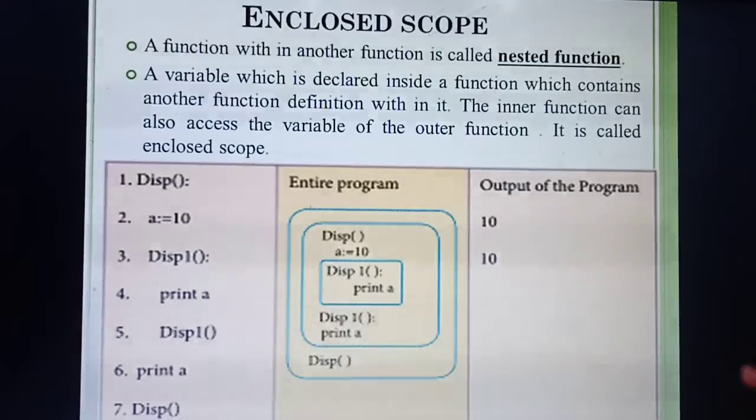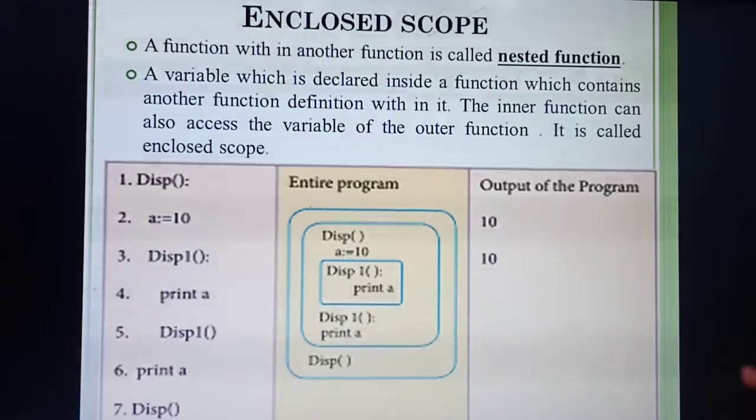Understood what you mean by enclosed scope? A function will contain one more function. That means the variable you have declared inside a function, so that function definition will contain one more function inside it. Listen carefully. Here the inner function can also access the value of the variable, and the outer function can also access the variable. See the example, then you will understand. That is called enclosed scope.